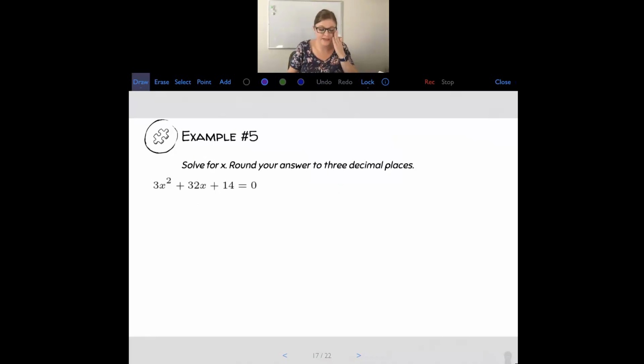All right, so for the next example, we're asked to solve for x and round our answers to 3 decimal places. It may say to solve this graphically, but you won't be able to use a graphing tool on an assessment. So I am going to show you what the graph looks like because it helps explain what we're solving for here. But then we're going to talk about how to use the quadratic formula and your calculator to get the answers rounded to 3 decimal places.